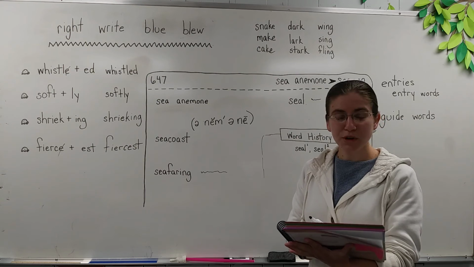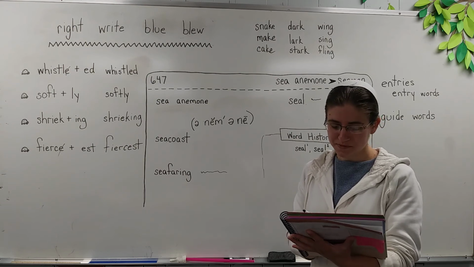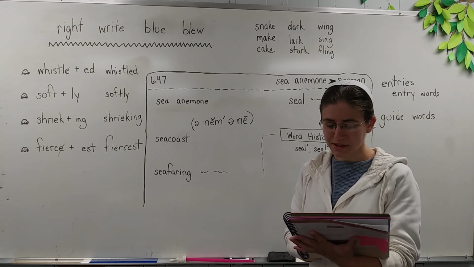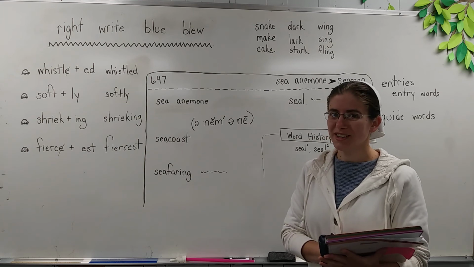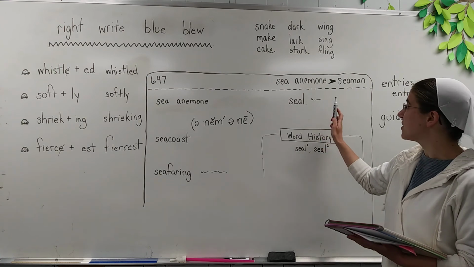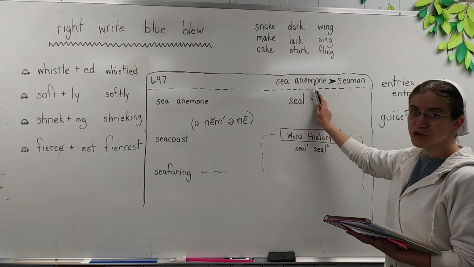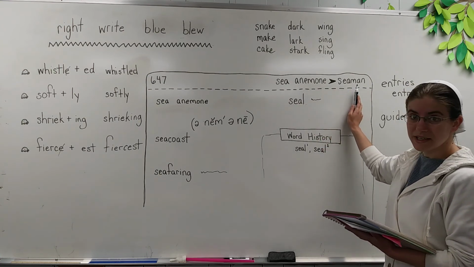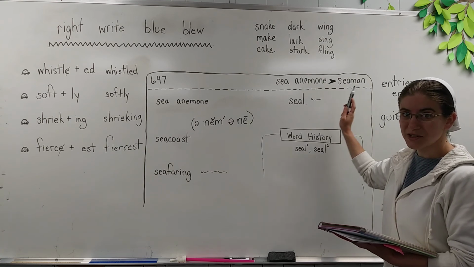Now, the third question, look at the guide words. What is the last word on this dictionary page? So remember which guide word tells us the last word on the page? Sea anemone is the first word. Seaman is the last word on the page.